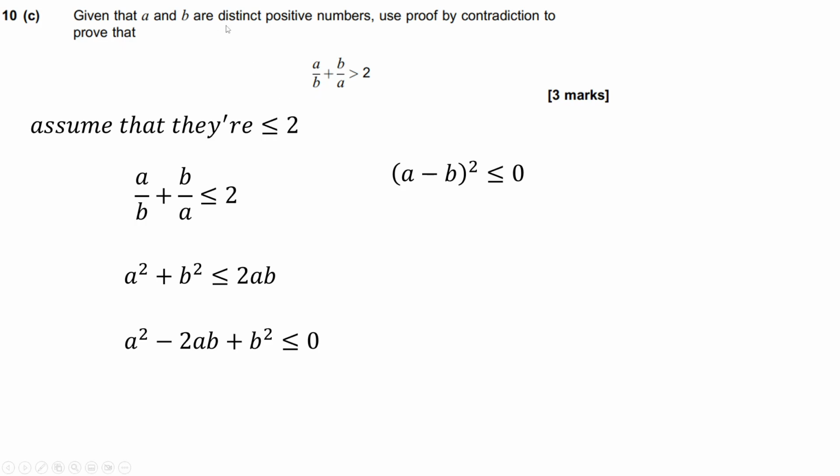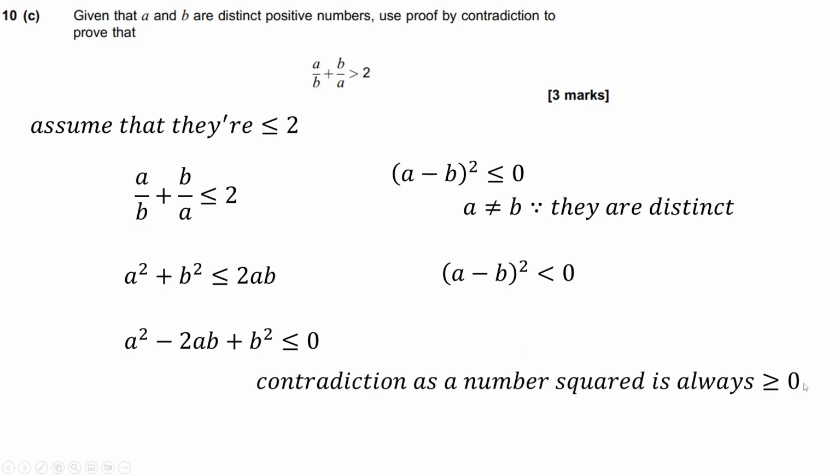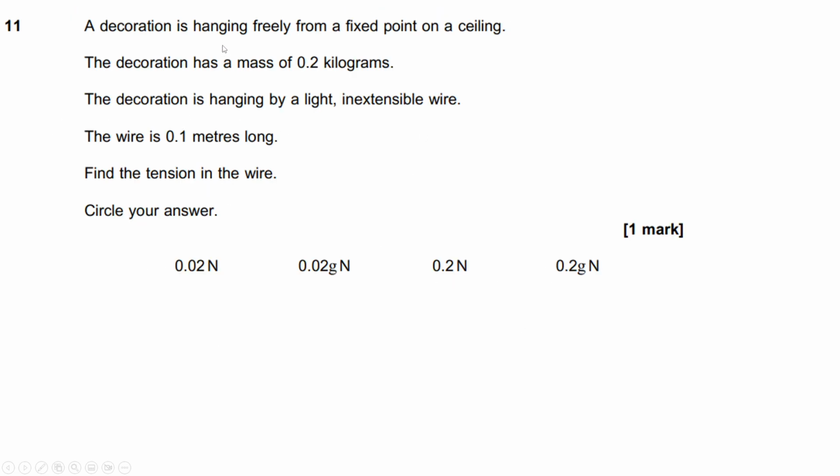But look, a and b are distinct, which means that they're not going to be each other, right? Therefore, this first of all just can't be equal to 0, so it must be less than 0. But this is a contradiction, because any number squared is going to be greater than or equal to 0, right? So this must be false, meaning that this is true, so that these are greater than 2. You might want to just write it out properly instead of saying this.